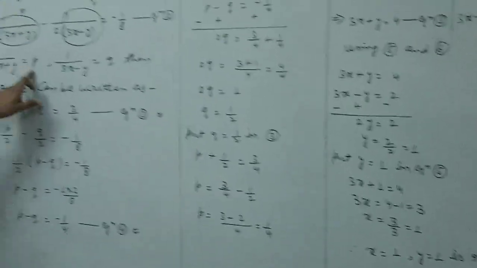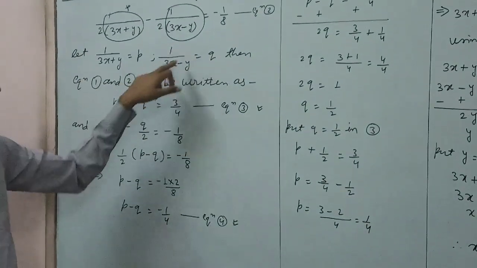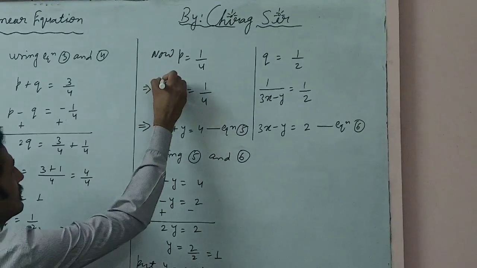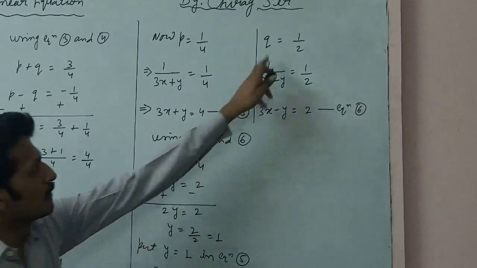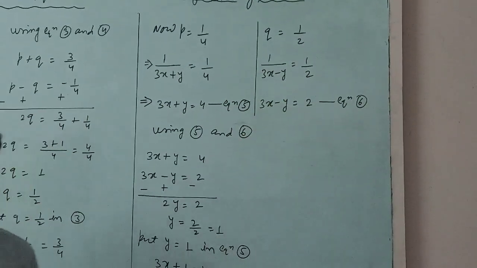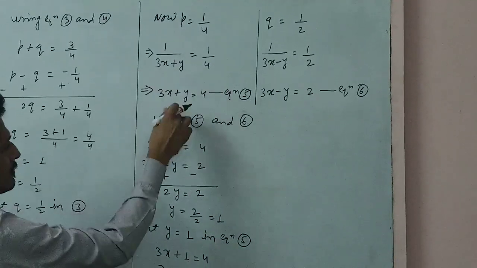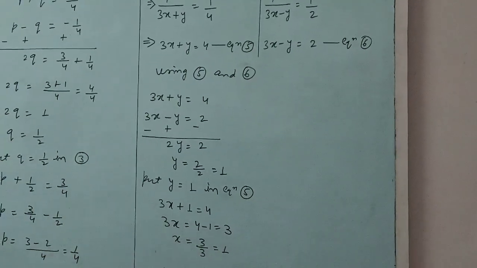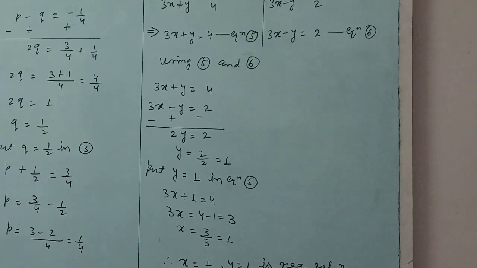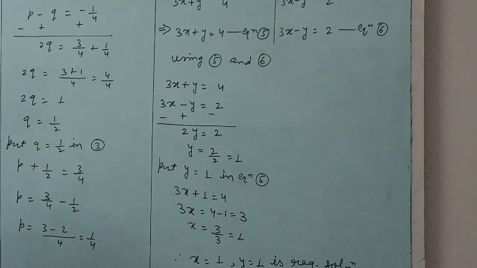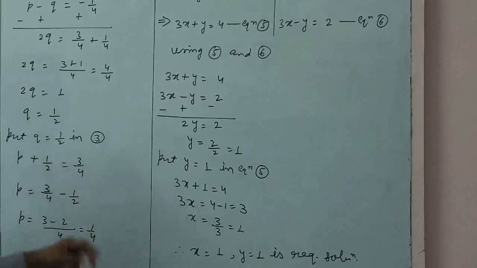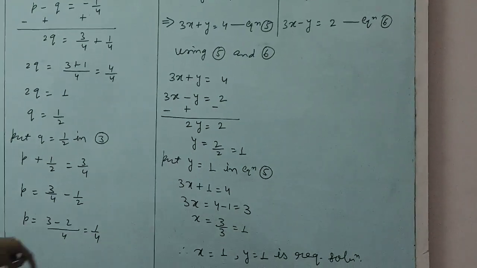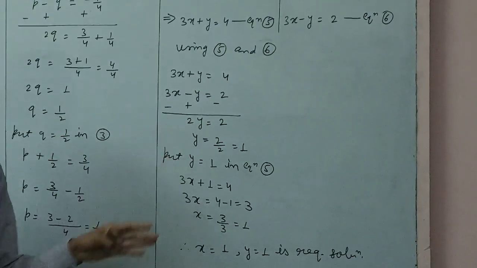Now we have assumed that p equals 1 upon 3x plus y and q equals 1 upon 3x minus y. So p equals 1 upon 4 implies 1 upon 3x plus y equals 1 upon 4, and q equals 1 upon 2 implies 1 upon 3x minus y equals 1 upon 2. So by cross multiplying, we get equation number 5 and equation number 6. Now, as in the earlier question, we got the values of x and y directly, but here we are not getting the values of x and y, we are getting two equations in x and y. So to get the values of x and y, we need to further solve equations 5 and 6 by any method. So we can directly apply the elimination method.